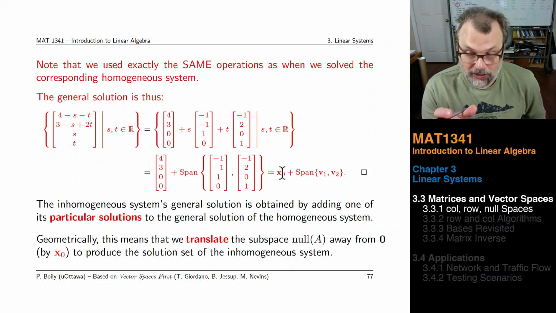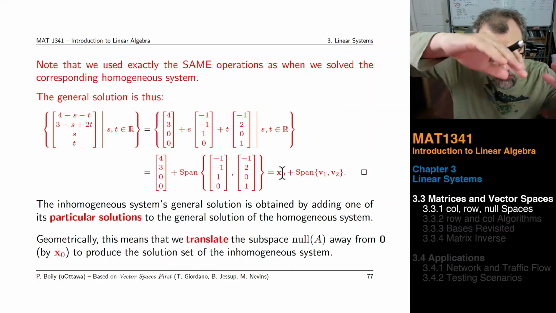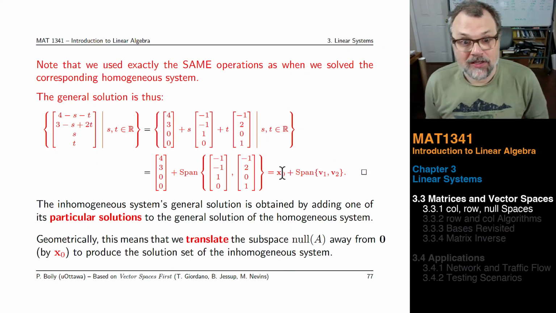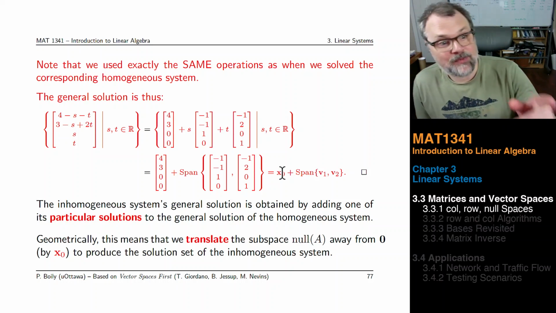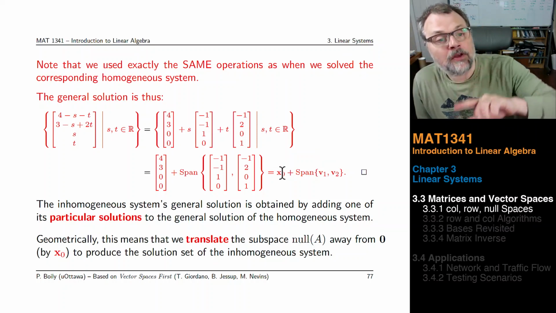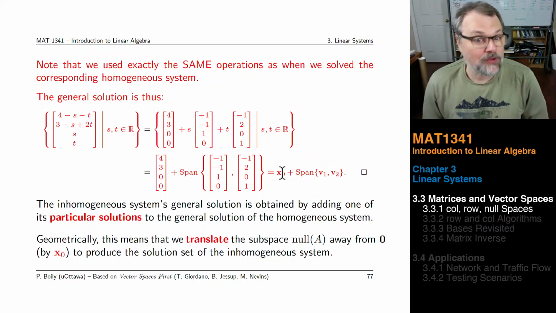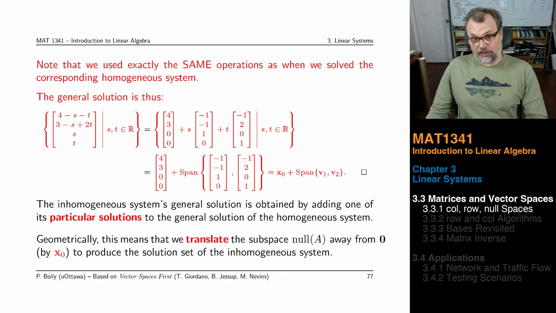Geometrically, what it means is that we translate, which is to say we move, the subspace, the null space of A, away from the origin by that specific particular solution to get the solution set of the inhomogeneous system. So if you have the solutions for the homogeneous system and you have a particular solution, then you have the general solution of an inhomogeneous system.